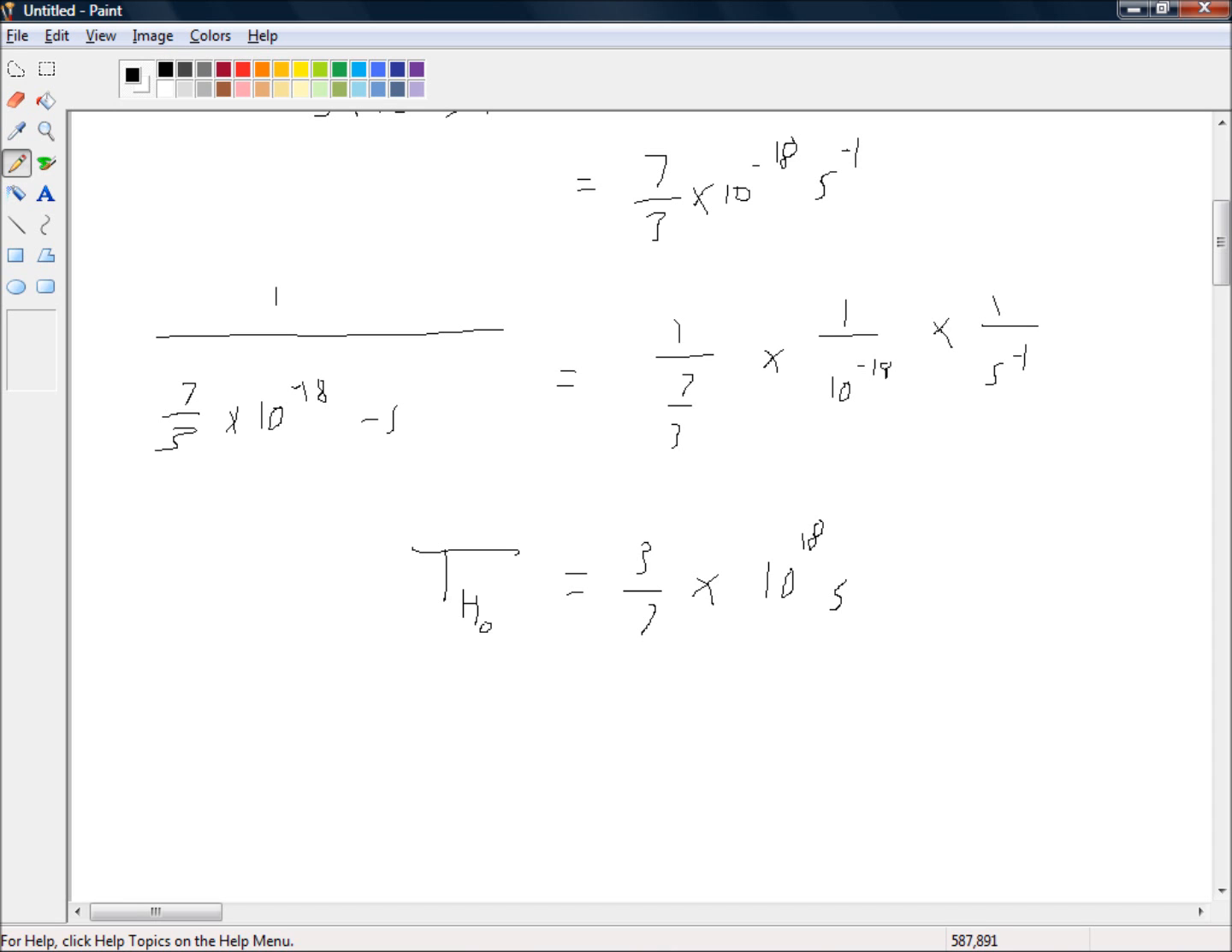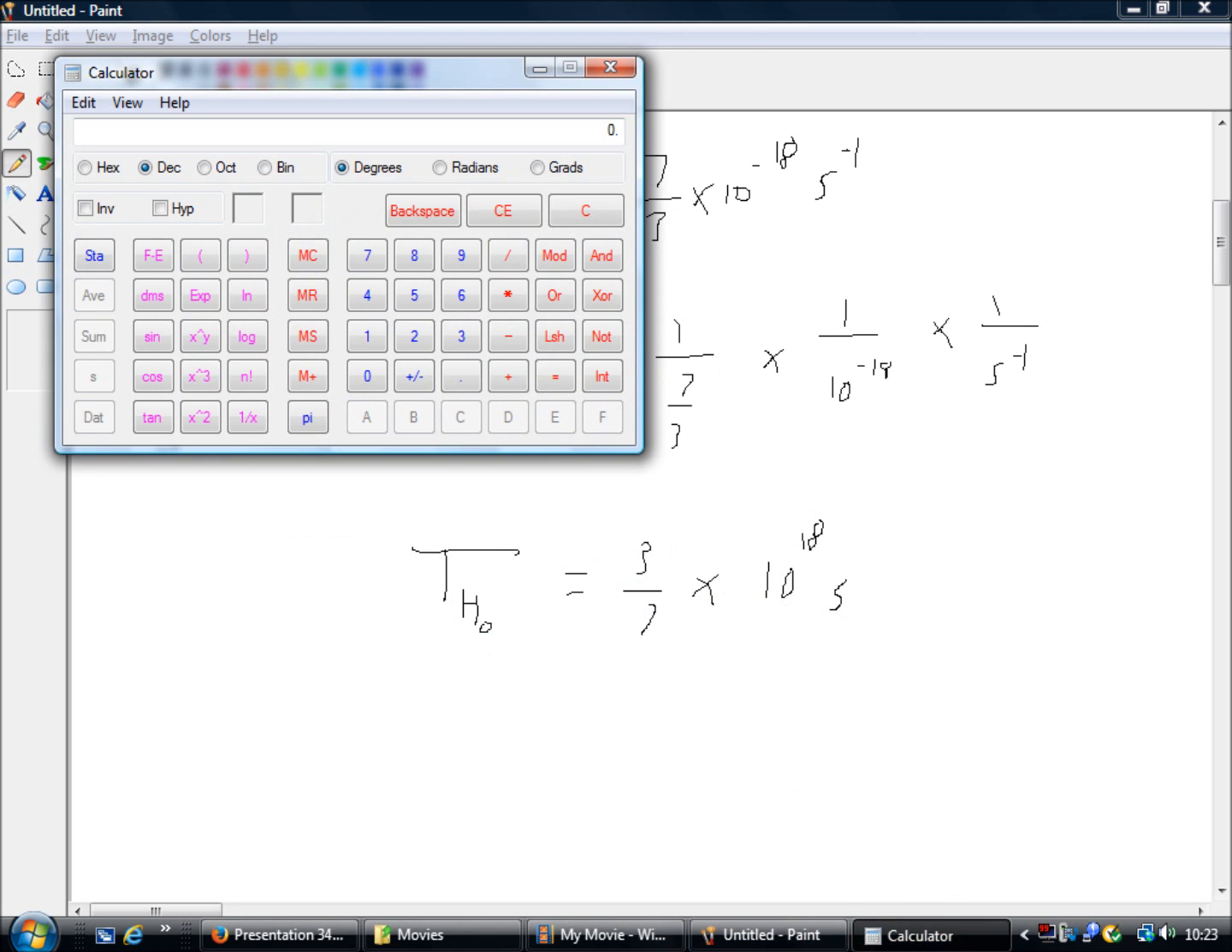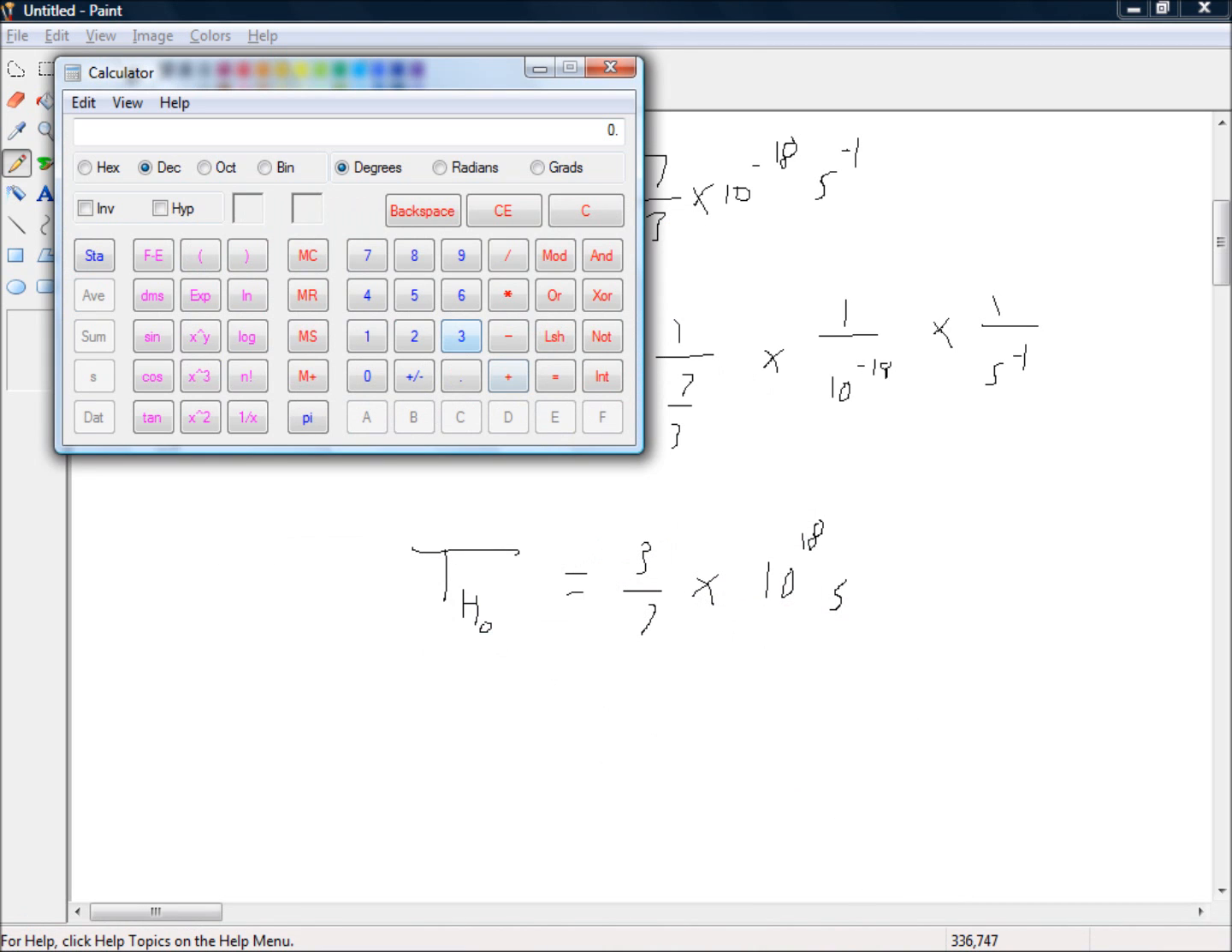Let's get our calculator out and see how much that is in years. So we'd pull out our calculator. So we do 3 divided by 7. And now we're multiplying by 10 raised to the power of 18. So that's the number written out in full. And that's how many seconds.